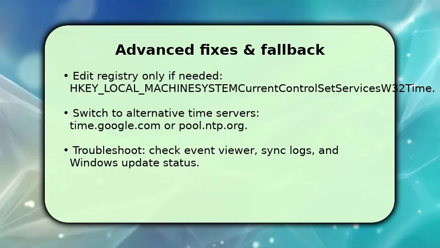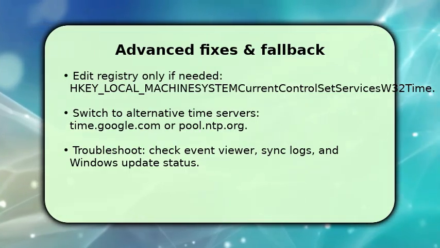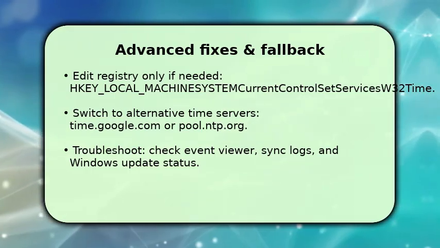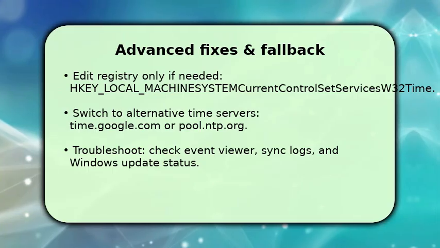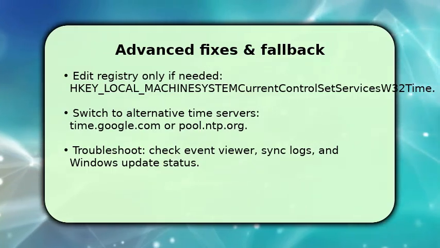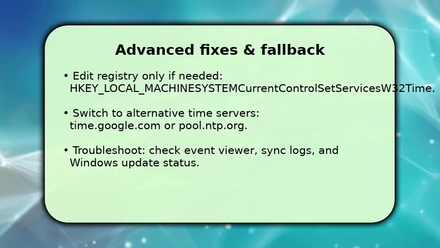Finish by applying advanced fixes if reset didn't work. You may adjust the W32Time registry keys to change special poll interval or NTP server. Do this cautiously and export keys first. If the default server fails, switch to time.google.com or pool.ntp.org and force resync.